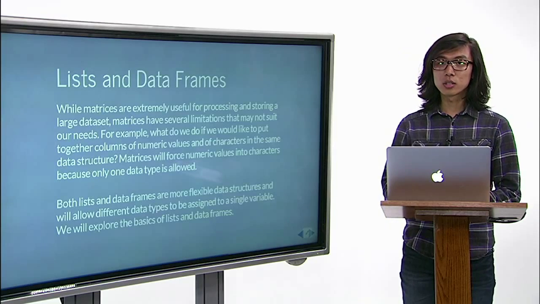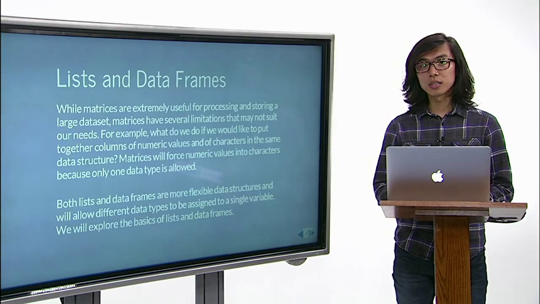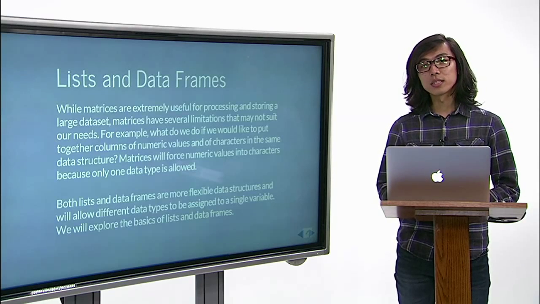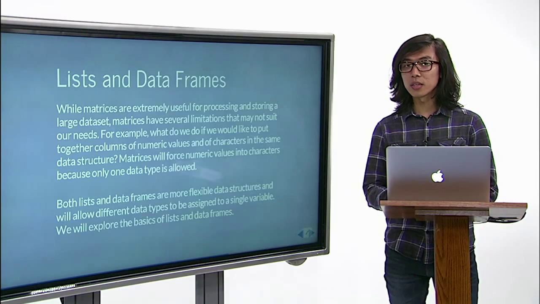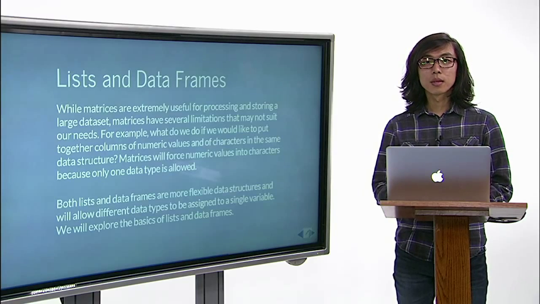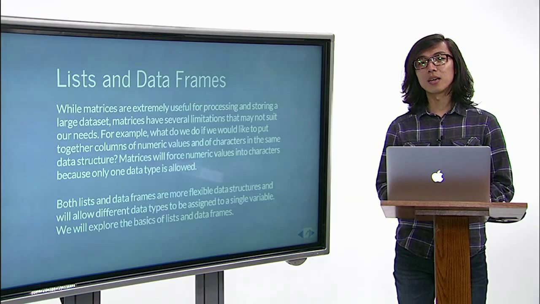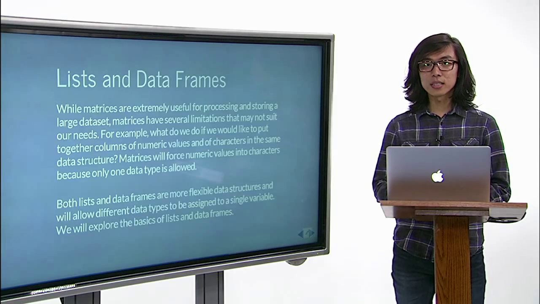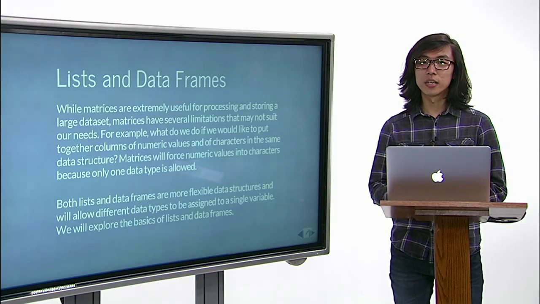While matrices are extremely useful for processing and storing a large data set, matrices have several limitations that may not suit our needs. For example, what do we do if we'd like to put together columns of numeric values and of characters in the same data structure? A matrix will force numeric values into characters because only one data type is allowed. Both lists and data frames are more flexible data structures and will allow different data types to be assigned to a single variable.